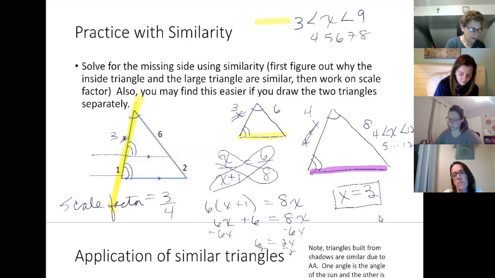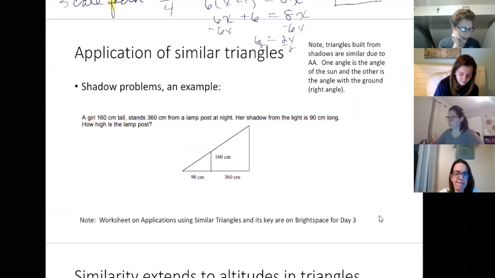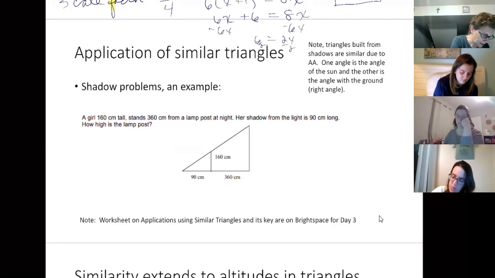So then there are really interesting applications that have to do with the shadow of the sun and all of that. And they're all tied to the AA. So I want to show you one here, and then we can work on some of them because I have some worksheets that I put up. So here's your situation. It says a girl that's 160 centimeters tall stands 360 away from a lamppost at night.